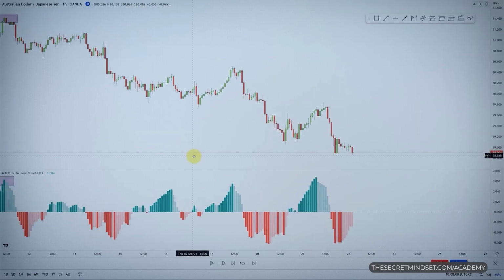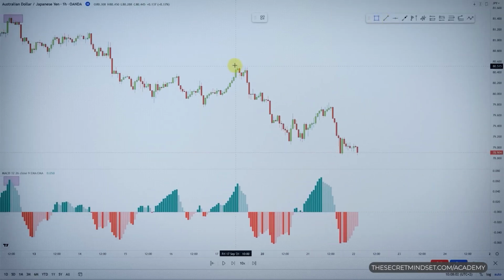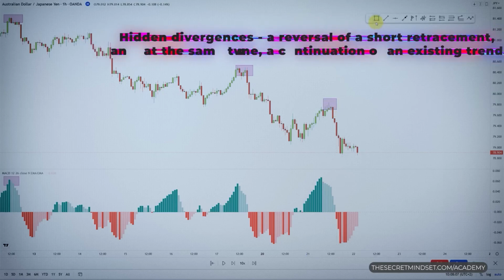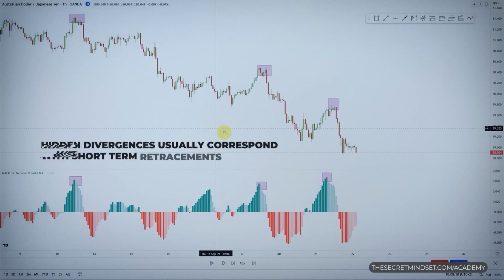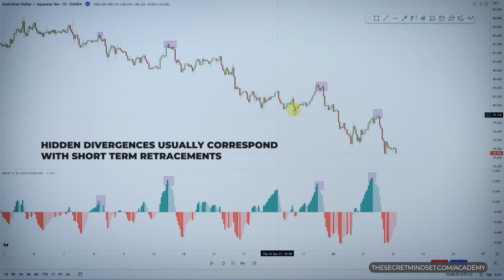Hidden divergences using the MACD histogram can be a valuable leading tool to identify potential trend continuations, or better said, they signify a reversal of a short retracement, and at the same time a continuation of an existing trend. So remember this, hidden divergences usually correspond with a short-term retracement.